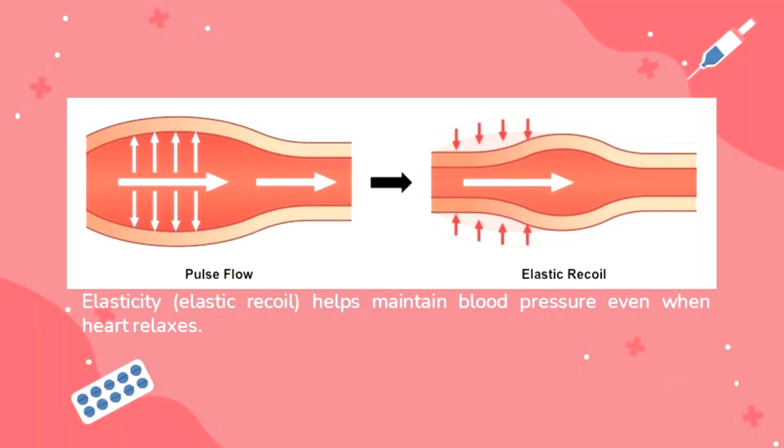Elasticity, or what we call elastic recoil, helps maintain blood pressure even when the heart relaxes. The elastic recoil of the arteries allows the artery to expand as normal but then exert an inward force to create blood pressure. The artery is slowly returning back to its original shape, which is continually maintaining pressure.